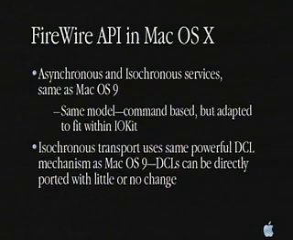Okay, the FireWire API in Mac OS X is very similar to what's in Mac OS 9 because you need to do the same things. It's been changed mechanically to fit within IOKit C++, but all the concepts are basically the same. We have asynchronous and isochronous services for sending and receiving packets. It's based on forming a command and then sending it. It's just done in an IOKit way. The isochronous transport, in particular, uses the same DCL mechanism that we used in Mac OS 9. If you have existing DCLs, it should be very easy to adapt them to work with Mac OS X.